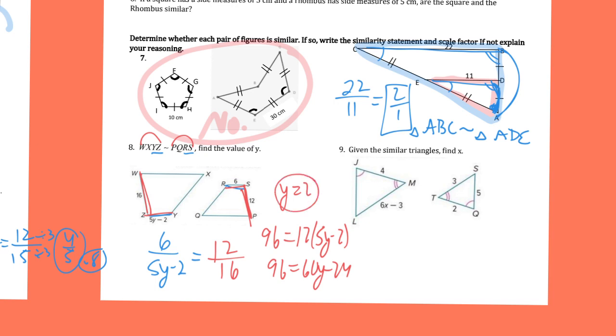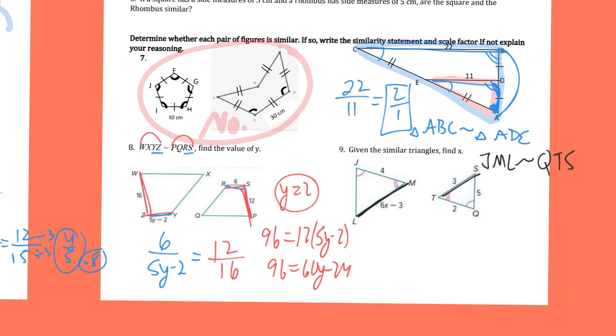And so you just have to write a ratio using those corresponding sides. Here, they don't give you a similarity statement, and we could write one. You would say JML is similar to QTS, and you could go from there. Or you could say, let's talk about LM. Who does it pair with?